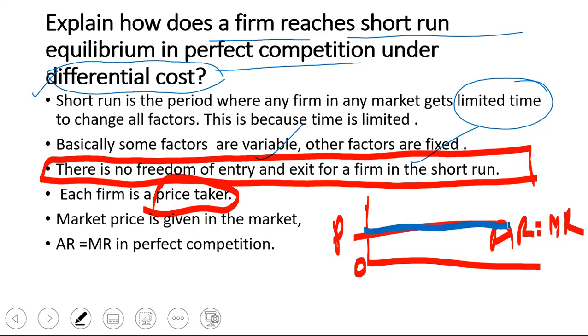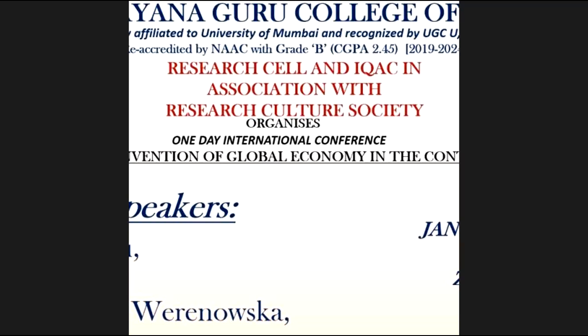Time is up, so I will repeat: AR is equivalent to MR in perfect competition. I have already said the market price is given. You must keep these points in mind. There is no freedom of entry and exit in perfect competition. AR is equivalent to MR. Okay, price is given in the market. The firm is a price taker. Keep this in mind. I am stopping the sharing of the screen as well as the recording.